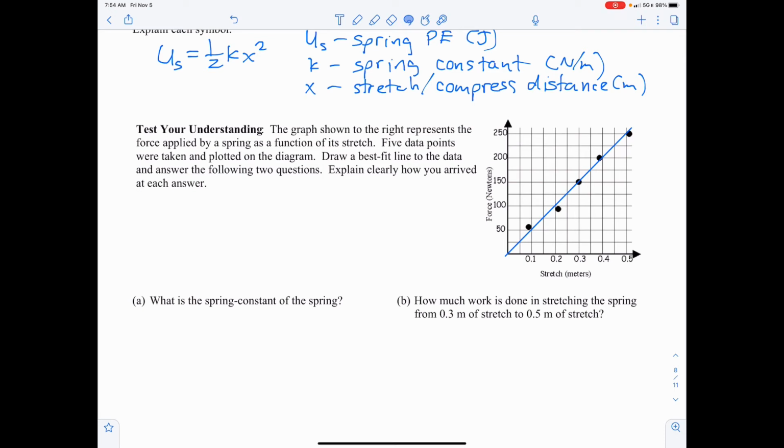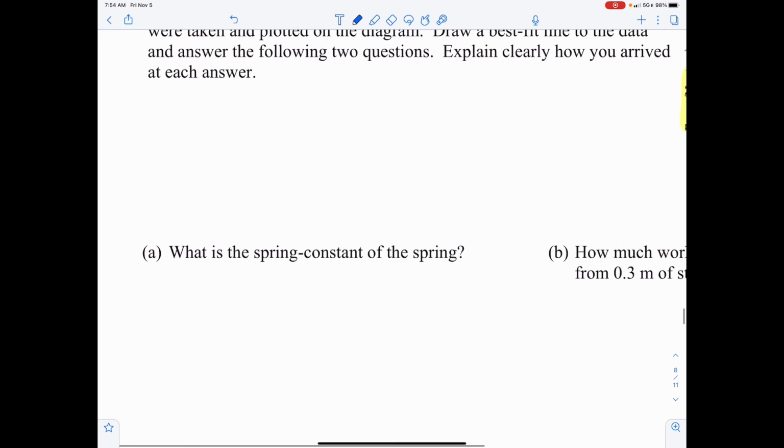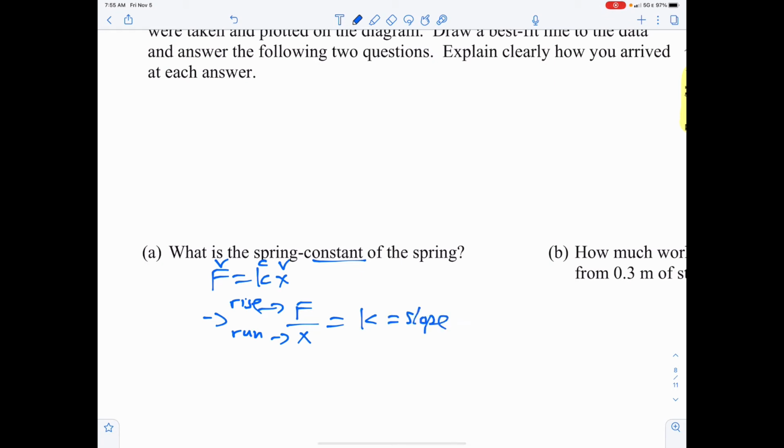Okay. Now, what is the spring constant of a spring? Well, we're looking at a force stretch graph, and if we use the equation F equals Kx, this is a variable, and K is a constant, the spring constant. And so if I rewrite this, F over X equals K. The spring force is my rise. The stretch distance is my run. And rise over run is slope. So since F over X equals K, that means the slope is K.